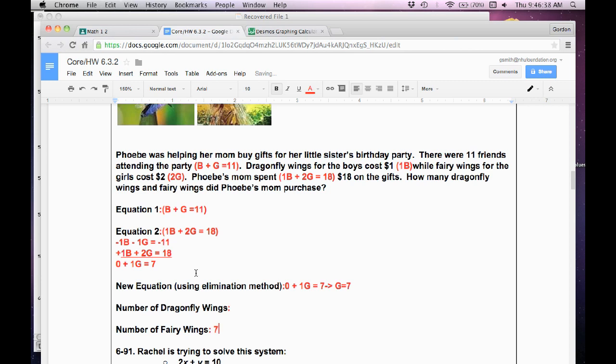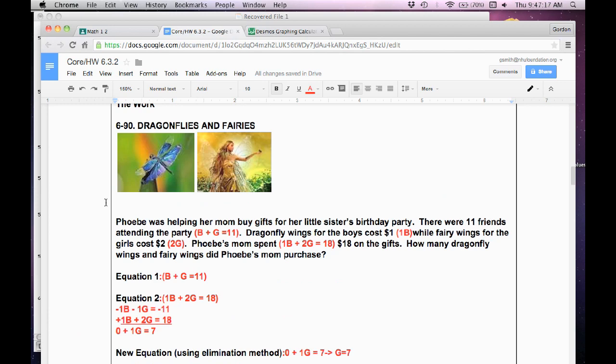We also know that the boys plus the girls equals 11, so we can put 7 in for g. So I'll do that right here. This is very simple stuff: b plus g is equal to 11, and then I'll just put 7 in for g, because we know that there's 7 girls. Then b is equal to 4 because we subtract 7 from both sides. So there are 4 boys, so 4 pairs of dragonfly wings, and 7 girls, so 7 pairs of fairy wings. That's it for the dragonflies versus the fairies.